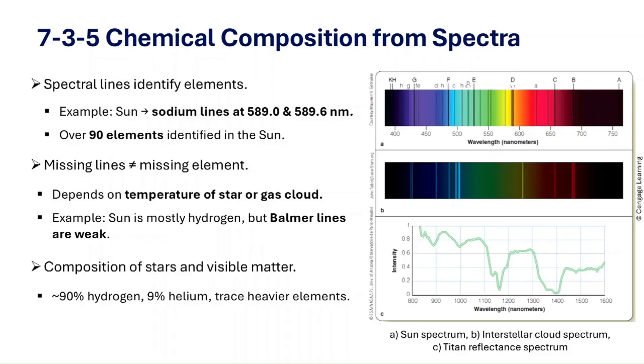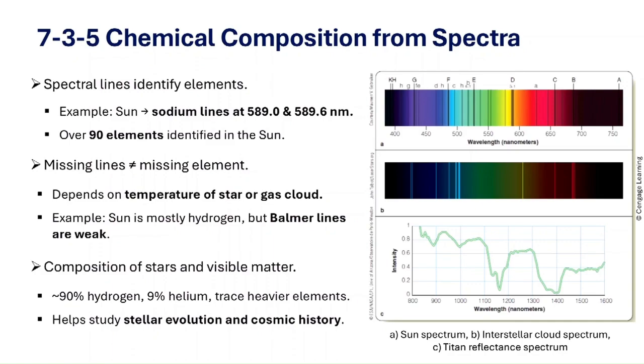90% hydrogen, 9% helium, and trace amounts of heavier elements. So knowing these abundances is crucial for understanding stellar evolution, how stars live and die, and the history of the cosmos. And even planetary bodies can be studied this way.